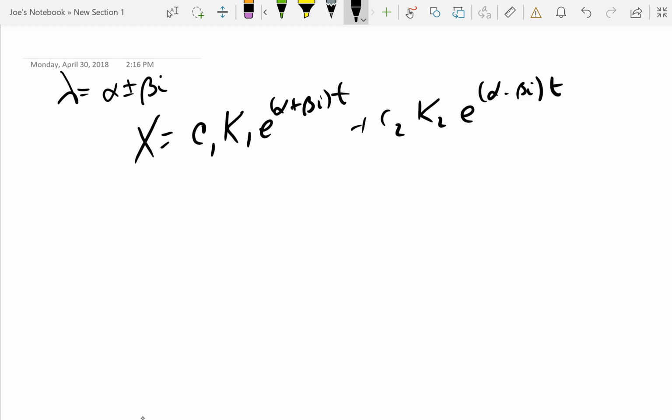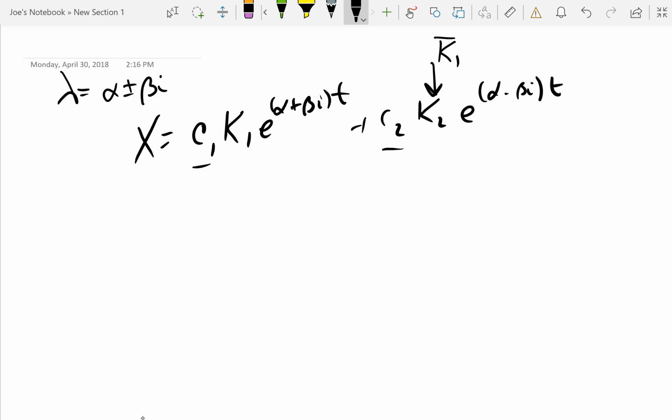Now, from the stuff that we saw in class, we can actually replace this k2 with a k1 bar. Remember, the bar means conjugate. Our eigenvectors for complex conjugate eigenvalues are actually complex conjugates as well. Remember that these constants here mean that we're doing any linear combination of these two solutions. And in general, if we have two solutions to a homogeneous equation, we can always get another solution by any linear combination that we want.